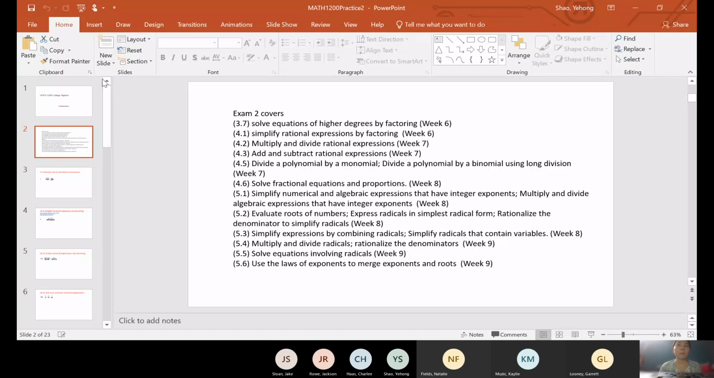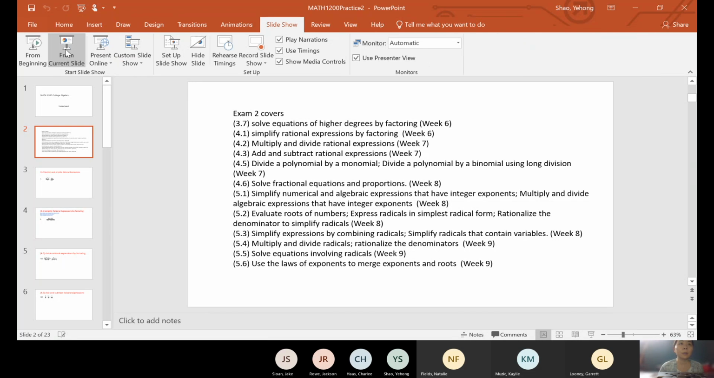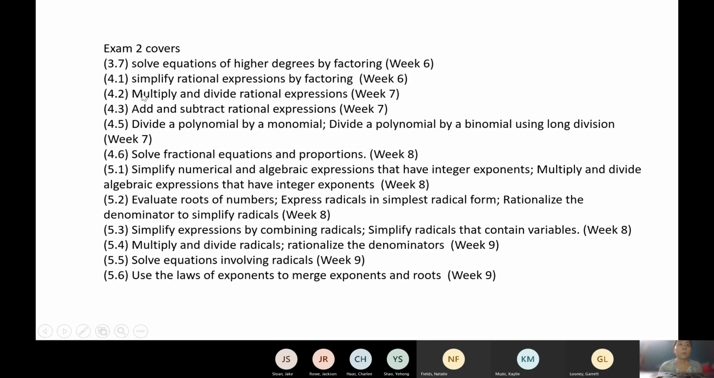The PowerPoint slides will be posted on Blackboard after class today. I will give you all the solutions, and also, as you can see, what we're going to cover in exam 2, those sections and the topics. I also indicated which week we covered each topic.